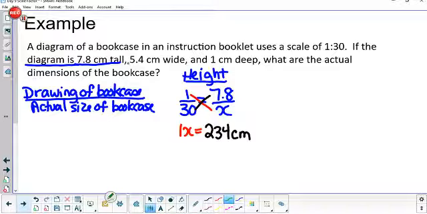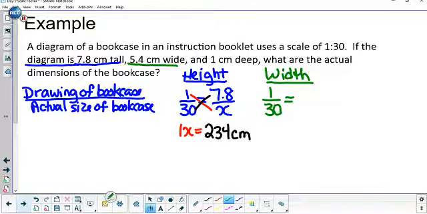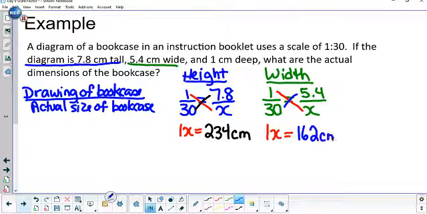Now we can look at the width. Same thing. The scale is 1 to 30. The diagram is 5.4 centimeters. We want to know what the actual width is. 1 times x is 1x. 30 times 5.4 is 162, and we are dealing with centimeters.